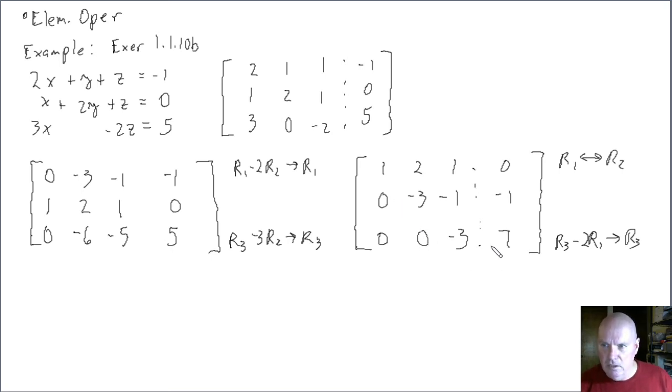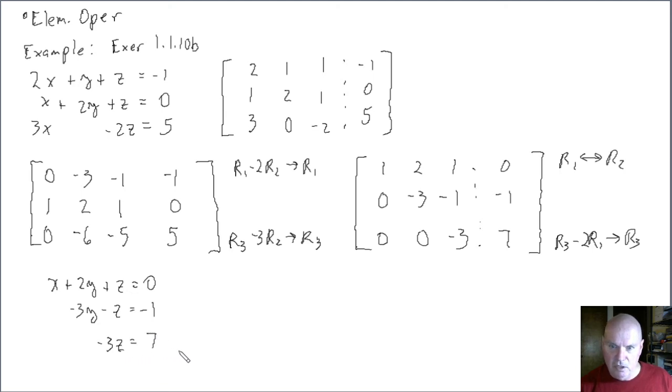So the corresponding system here is relatively easy to solve. I can use back substitution. The corresponding system would be 1x plus 2y plus 1z is equal to 0. So x plus 2y plus z is equal to 0. The next equation is minus 3y minus z is equal to minus 1. And then the last equation is minus 3z is equal to 7.